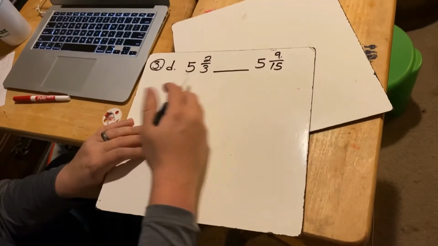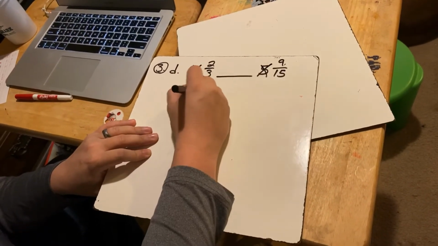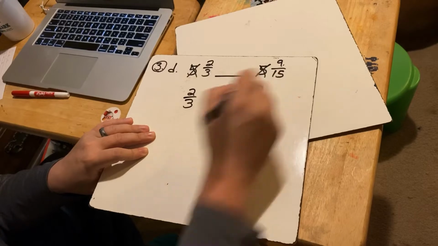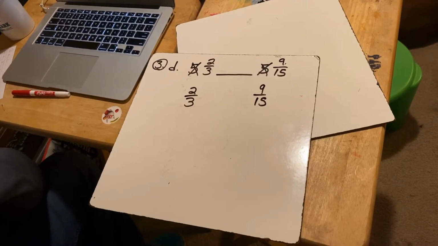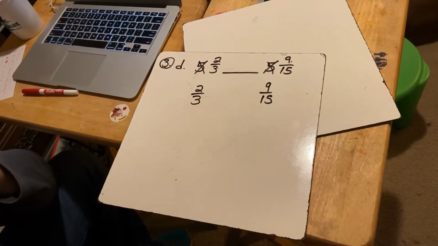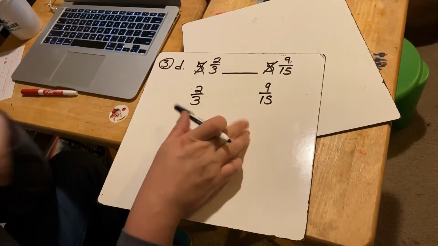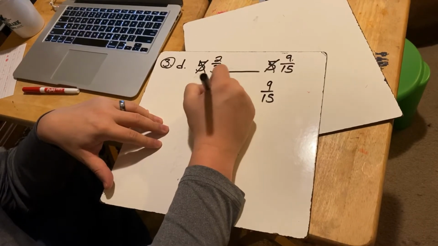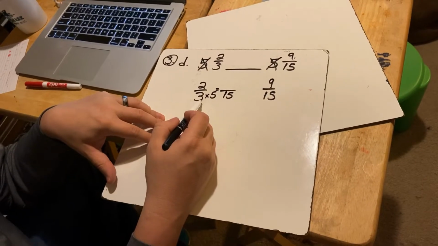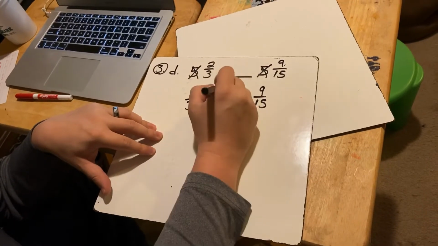So once again, do we have the same whole numbers? Yes, we do. So let's just cross them out. Cross them out. And now that's going to leave me with 2/3 and 9/15. We have different denominators and we have different numerators. But because I know my multiplication facts and I know my 3's, I know if I multiply 3 by 5, that's going to give me 15. So let's just do that. 3 times 5. That's going to give me 15. Well, whatever I do to the bottom, or my denominator, I have to do to my numerator, that number on top. And 2 times 5 is 10.